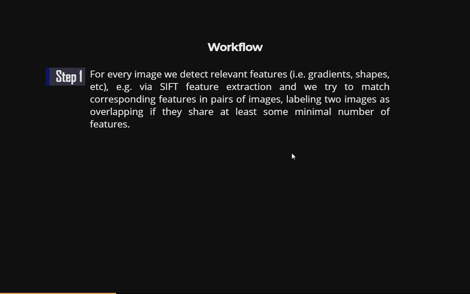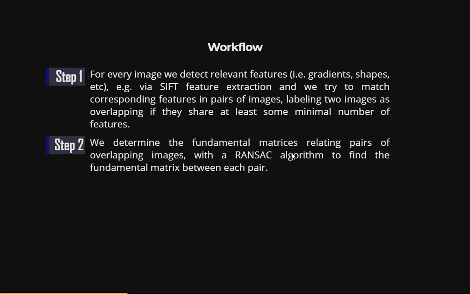Then you try and match features between different images. So you have two images of the same thing from different angles, but you can see they partially overlap. And you will say that two images overlap if you can match at least a minimal number of features. Then we determine what's called the fundamental matrix of every pair of overlapping images with the random sample and consensus algorithm, RANSAC. I'm giving you the names so that you can Google them.